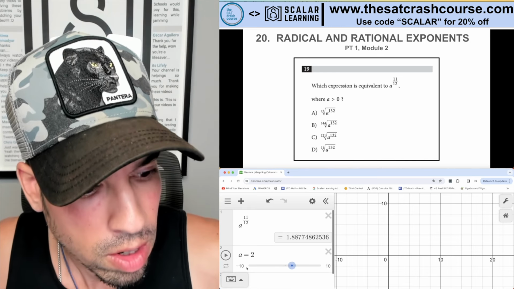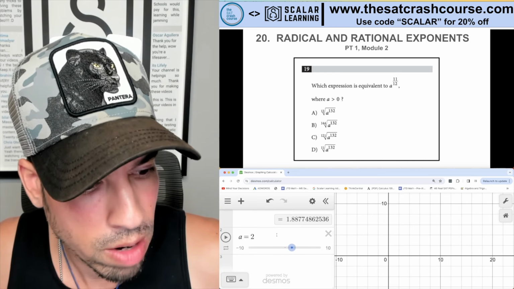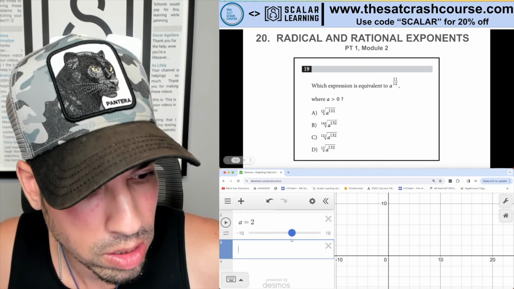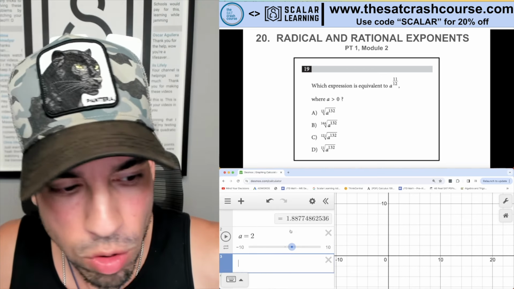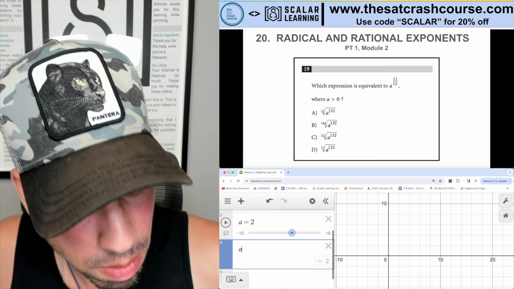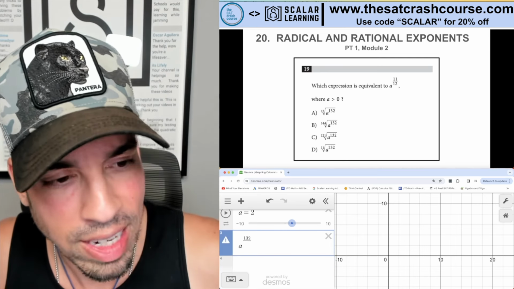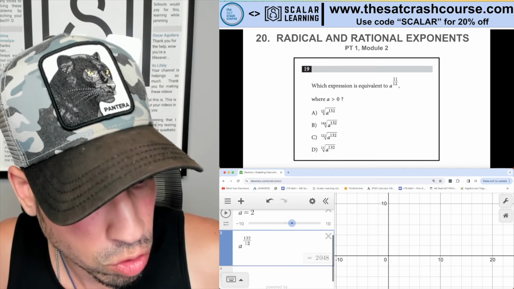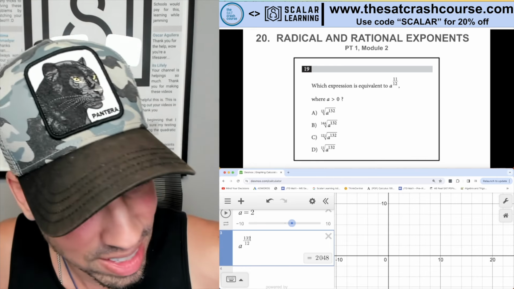Let me get 2. So 2 to the 11/12 is this crazy number, right? Whatever. So now we're trying to see which one of these gives me that same value. So we can write it in radical form, or just to make it easier, I'm going to convert it to exponential form. Again, the power is the numerator, so that's 132. That index is the denominator, which is 12. So obviously A is totally not right, which makes sense.